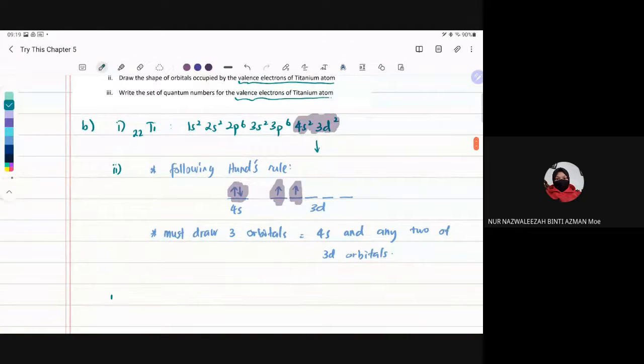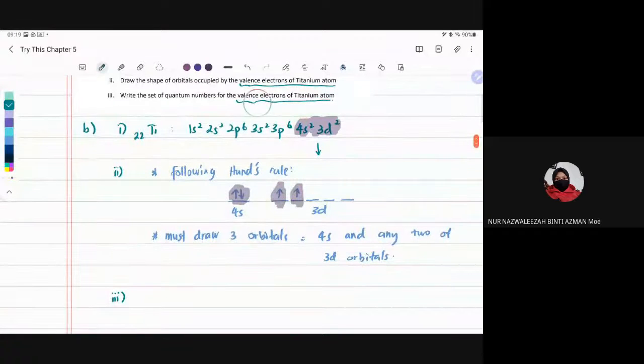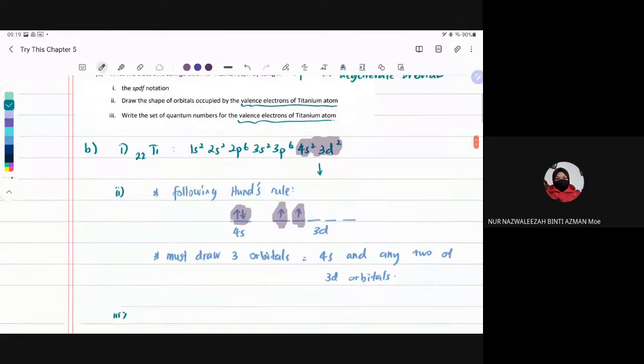Okay. So set of quantum numbers for valence electron of titanium atom. So saya baru bagi tahu dia adalah 4s3d. Sebab kalau dalam 3d punya elements, okay, yang ada 3d ni, valence electron dia adalah 4s dan juga 3d. So sekarang ni kita nak tulis quantum numbers untuk valence electron yang dekat 4s3d ni.